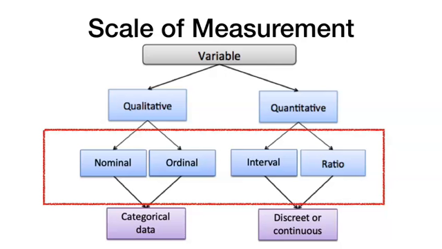Ratio scale is similar to interval. It has the characteristics of nominal, ordinal, and interval, plus it has a true 0 point. For example, weight and height. For example here, if you have 0 weight, it means that the object does not exist. Shoe size, age, weight, height, and time are examples of ratio scales.